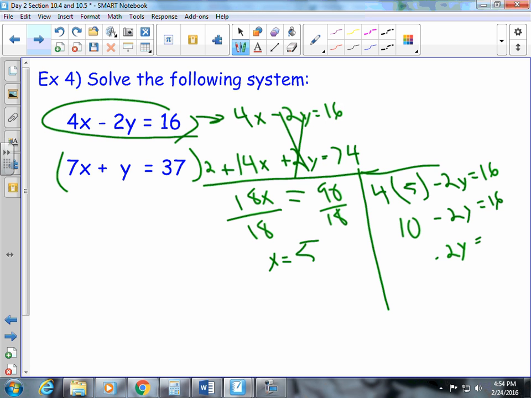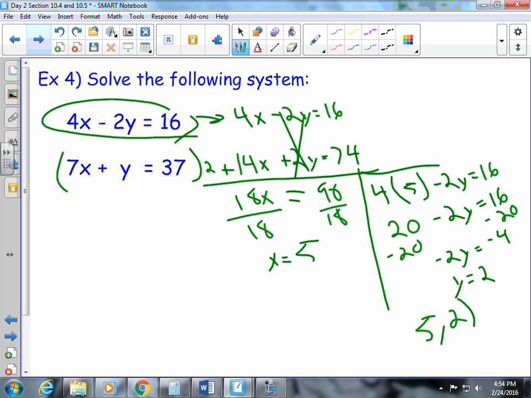I'm sorry, it's not 10, is it? So I get 4 times 5, which is 20, minus 2y is equal to 16. Subtract 20 from both sides, I get negative 2y is equal to negative 4, and y is now equal to 2. So my answer is 5, comma 2. That's where those two lines intersect.